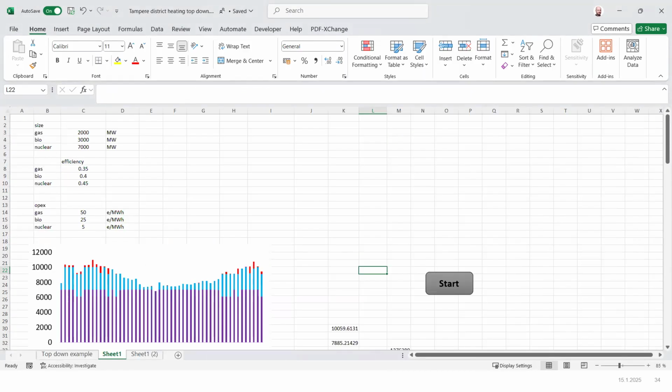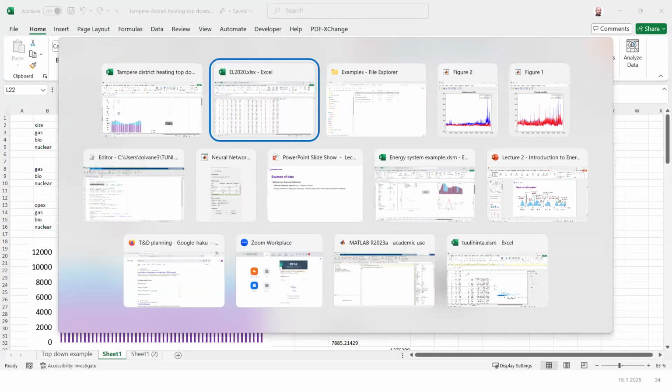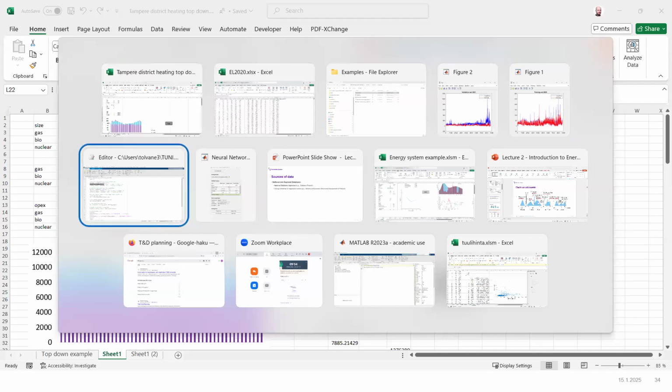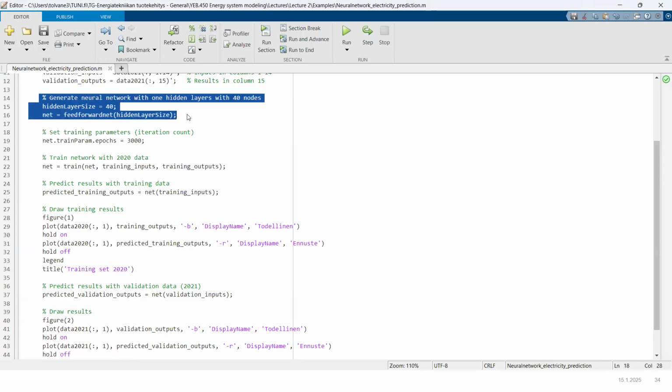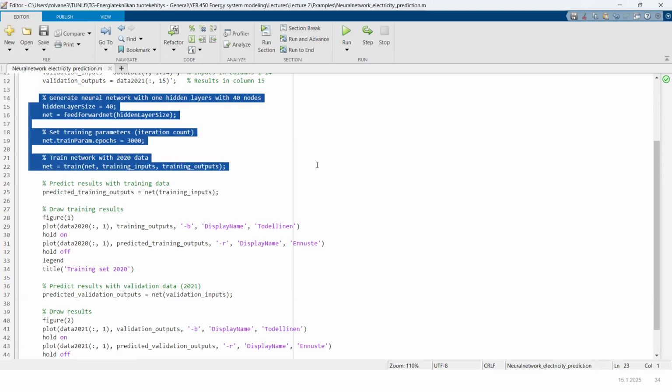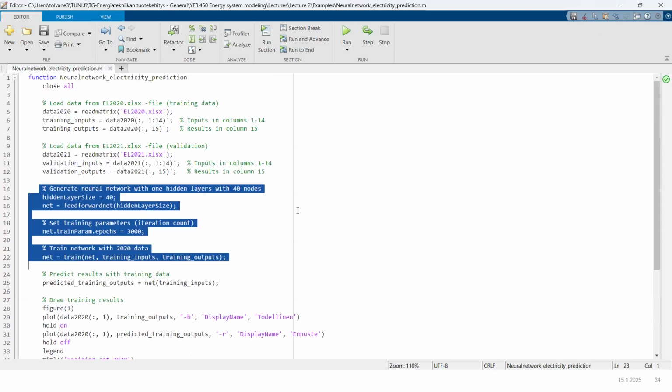And the whole code for that is pretty much in here. Generate a neural network, set training parameters, and train network. That's it. MATLAB does the rest. So you only have to know what's the input and what's the output.